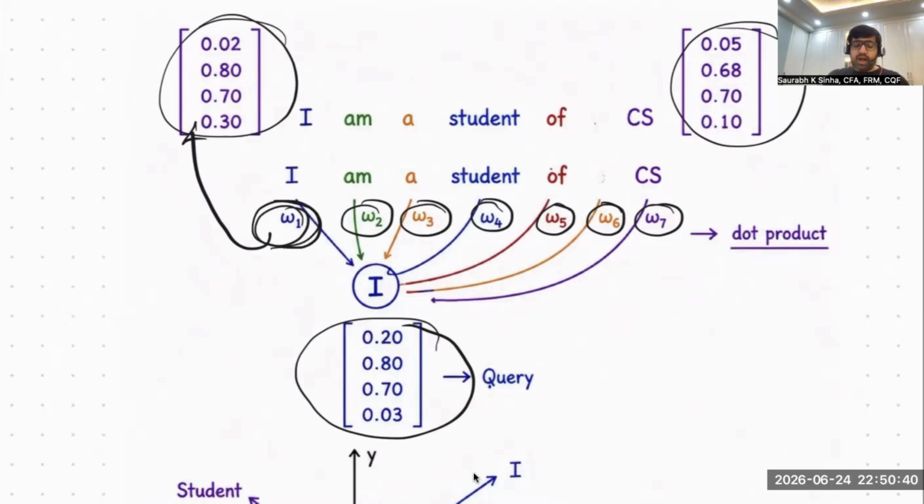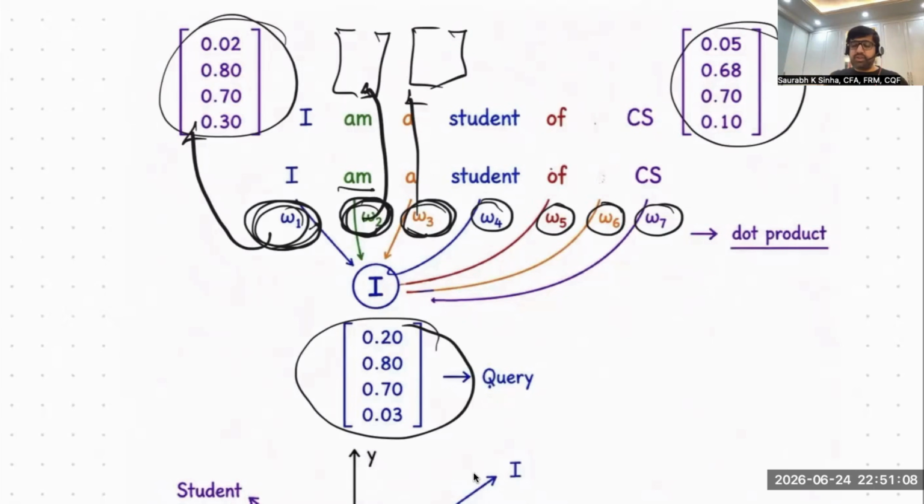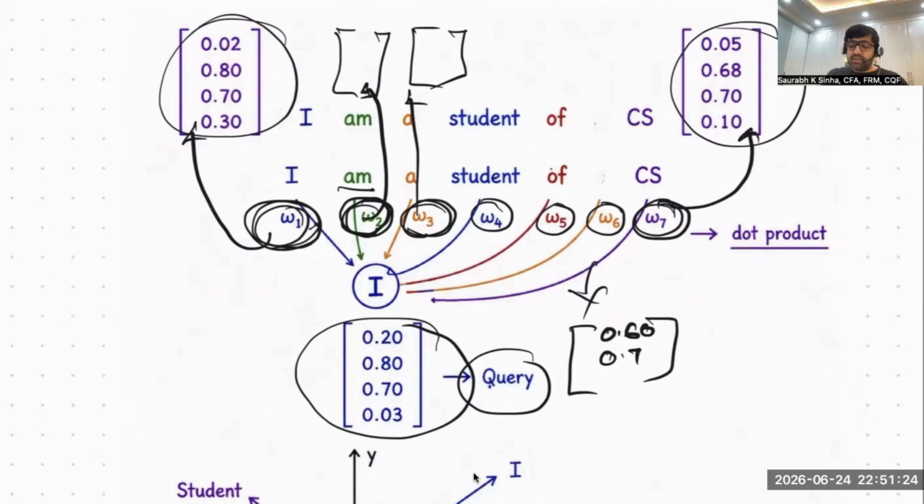The attention score of I will get multiplied to the vector embedding of I. The attention weight or attention score of am will get multiplied with the vector embedding of am. The attention score of A will get multiplied with the vector embedding of A, and the attention score of CS will get multiplied to the vector embedding of CS. And then you will add each one of them, and that will give you a final vector for this query vector, that is 0.60, say 0.70, 0.83, 0.53. This is your context vector only for I.